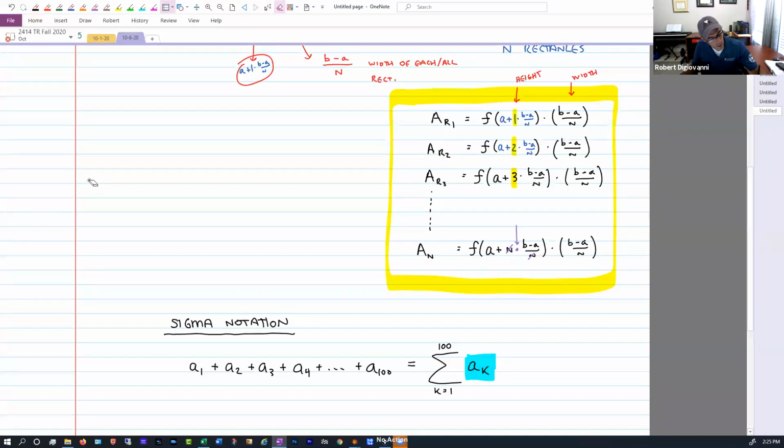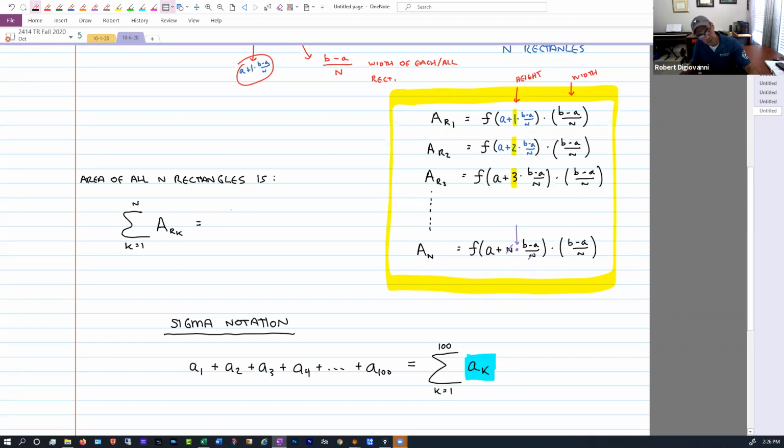The area of all rectangles, all n rectangles, is the sum k equals 1 to n of a sub r sub k. So look at this, this is a sub r 1, a sub r 2, a sub r 3. So I'm just going to add up all of these guys together. Y'all agree with that?